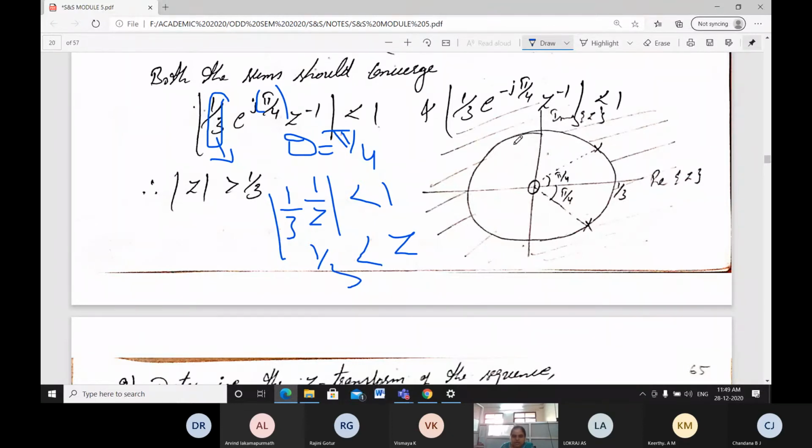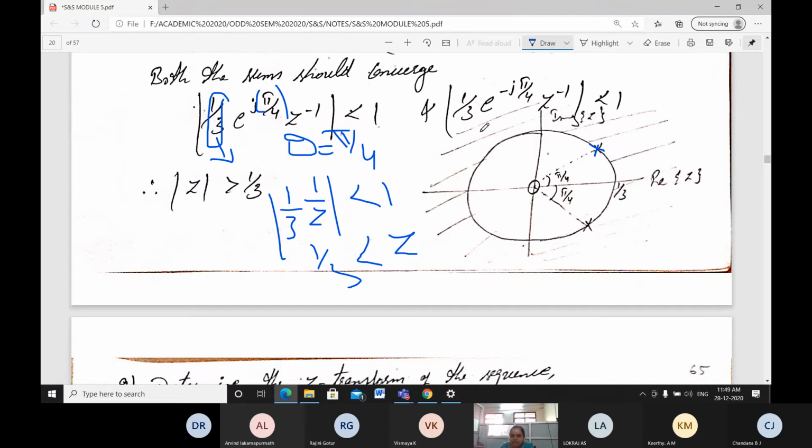Means the unit circle, what it is going to be, its radius is 1 by 3. And the angle here is plus pi by 4, here minus pi by 4. This is the angle at which it is going to be intersecting here. And okay, this is the circle you have to draw, with 1 by 3 magnitude.